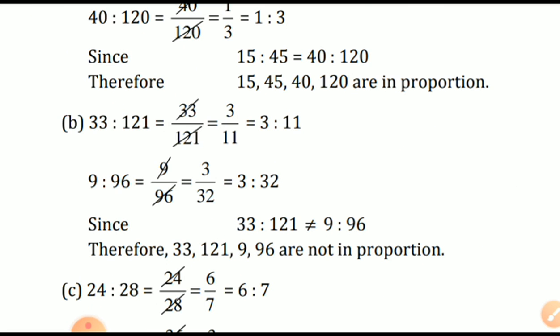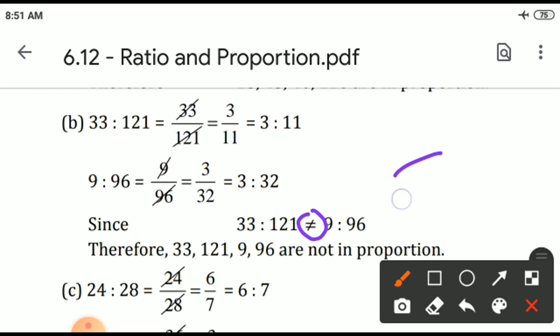33 is to 121 gives us 3 is to 11. Okay, 9 is to 96. Student, 9 is to 96, that means the reduced form is 3 upon 32, that is 3 is to 32. Beta, are both equal? No. These two ratios are not equal. They are not in proportion. What is the sign of this one, beta? The equal to sign and then cut it. That is not equal to. What is written, beta? Not equal to.